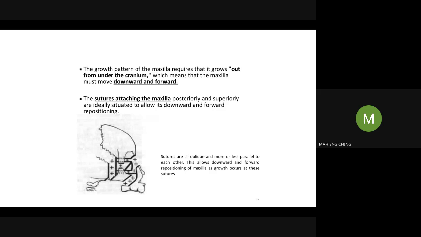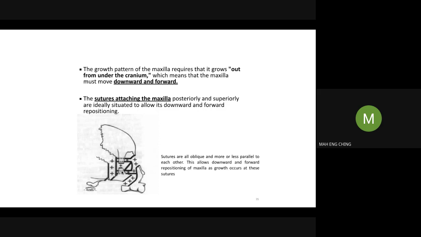So the growth pattern of the maxilla requires that it grows out from the cranium. It must grow forward and downward, which is growing out from the cranium. Which means the maxilla must move downward and forward, downward and forward. That's how the face will become longer and bigger or wider. So the sutures attaching the maxilla posteriorly and superiorly are ideally situated to allow its downward and forward repositioning.